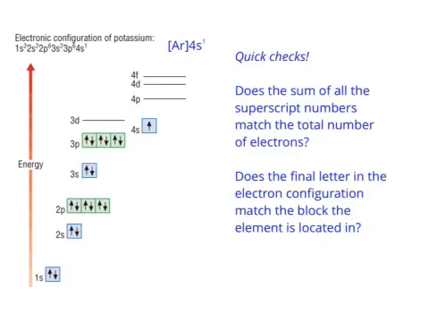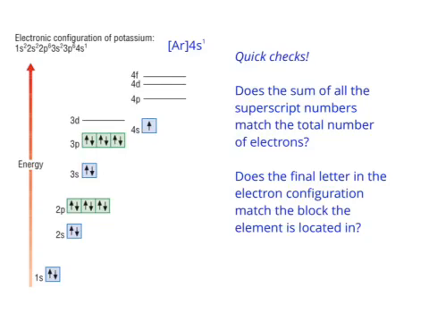So if you're writing an electron configuration, there's a couple of things you can check as you go to make sure you're roughly in the right place. Does the sum of all the superscript numbers match the total number of electrons? And does the final letter in the electron configuration match the block the element is located in?